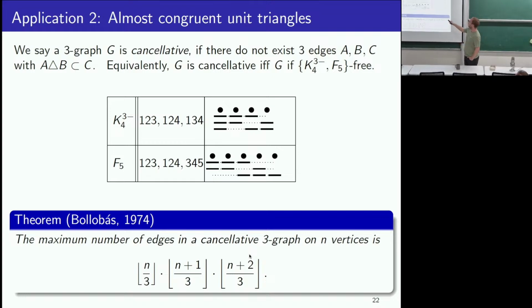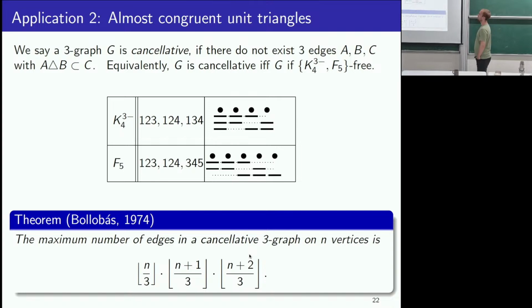We can maybe check that those are actually equivalent. When you take the first two edges and you take their symmetric difference, you get vertices 3 and 4, which is contained in the other edge. So certainly there can't be a K4 3 minus in a cancellative 3-graph. And over here, if we take the symmetric difference of the first two, we get 3, 4, which is contained in 3, 4, 5. So certainly there can't be an F5 either. And it turns out those are actually the only ways of having this obstruction.